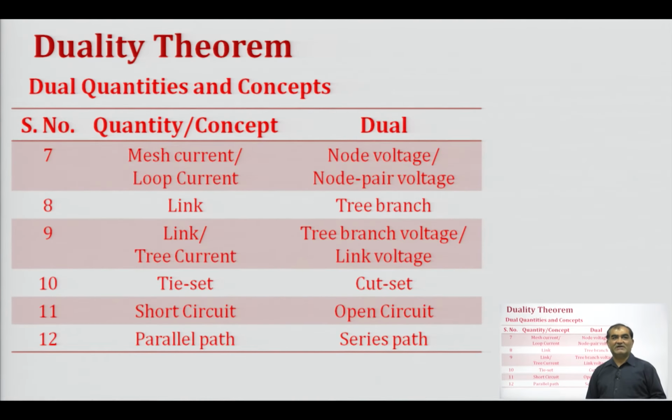Then mesh current is dual to node voltage, loop current is equivalent to node pair voltage, link becomes a tree branch, then link current becomes tree branch voltage, and tree current becomes link voltage. Then tie set matrix becomes cut set matrix, short circuit becomes open circuit, and parallel path becomes series path.